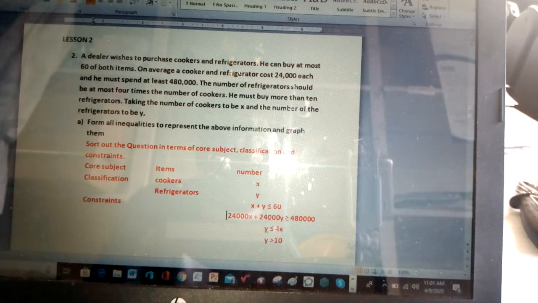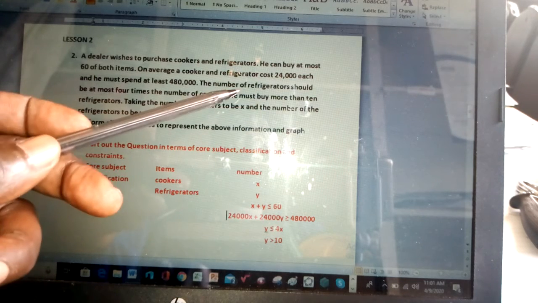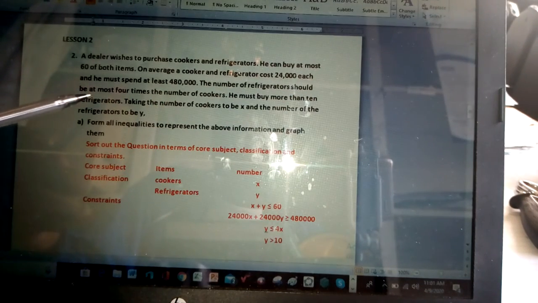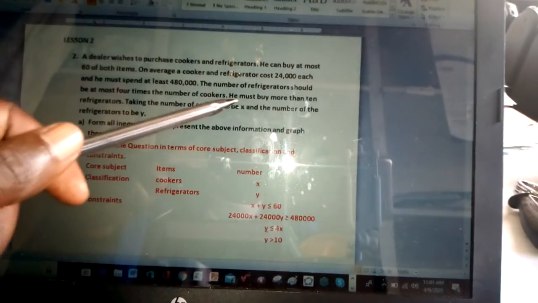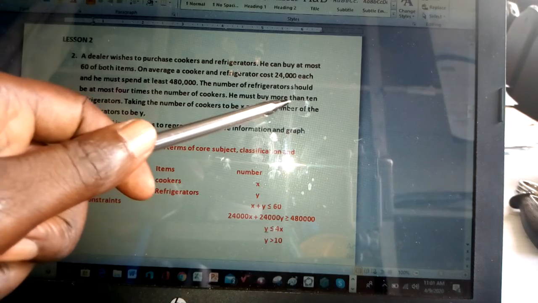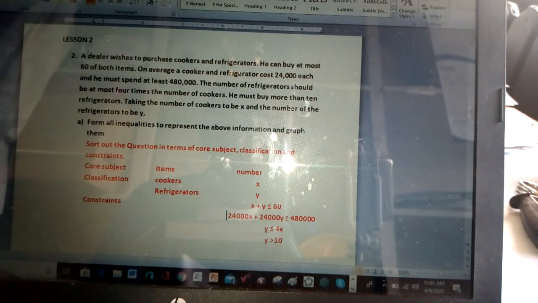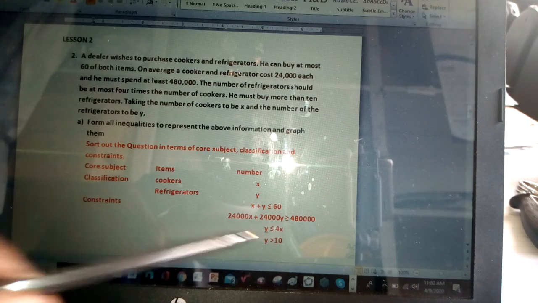cookers. 4 times cookers. Cookers, the number is X. That one is a direct one. 4 times X, 4X. Okay? So we are told the number of refrigerators should be at most 4X. So refrigerators cannot exceed 4X. There. And then we are told he must buy more than 10. More than. Now there is nothing like from 10. It is more than 10. So 11 and so on. Then we have that. Okay?